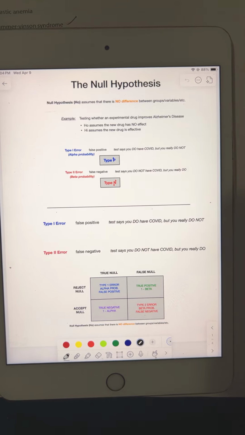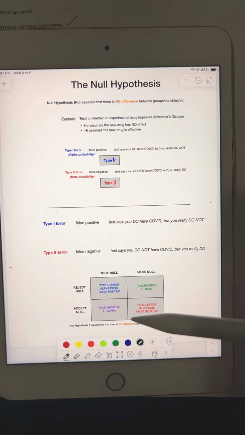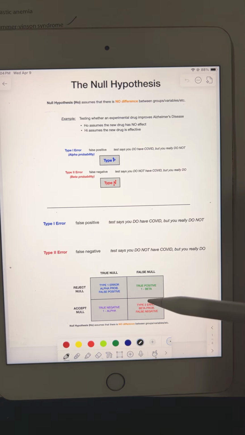So remember, type 1 error is also called the alpha probability, whereas type 2 is the false negative. And what is power? Power is true positive. This was a question in the exam. So power is called true positive. So remember by heart, it will be tested in the exam.